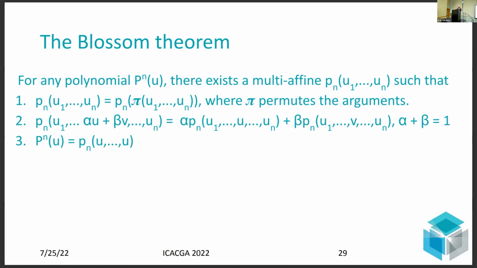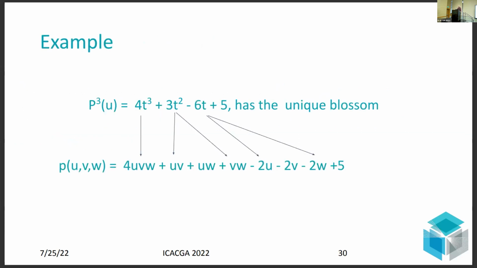It is multi-affine. So it's linear where the coefficients are equal to 1. And if I have all of the variables of that multilinear function the same, I get my polynomial back. So somewhere on this multi-affine function, there's kind of a diagonal going through it, which is my original polynomial. For example, here's a polynomial in T, and here in U, V, W, I have the blossom of that polynomial. It's a multi-affine function. You can check that out for yourself. It doesn't matter which order the U, V, Ws come in.